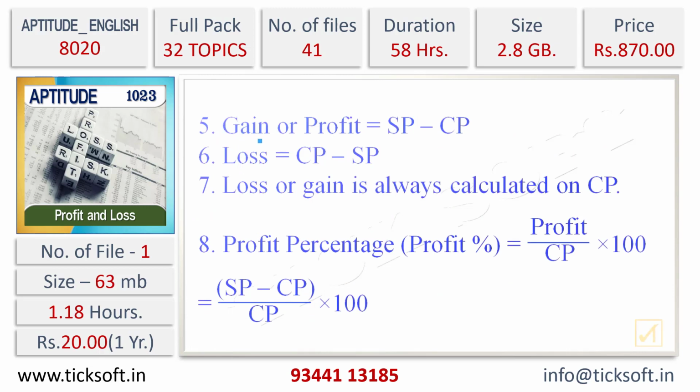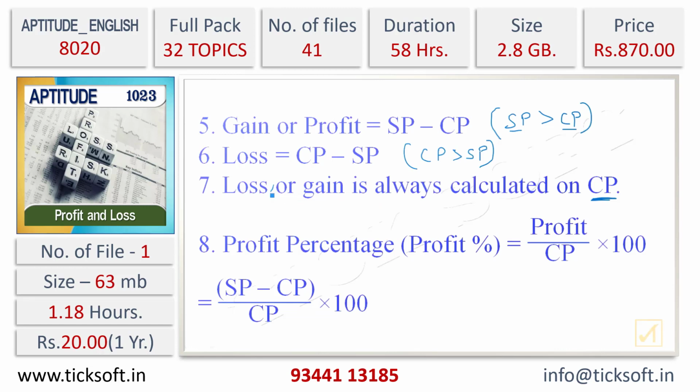To find the gain or profit, we have to subtract the cost price from the selling price, because profit occurs only if SP is greater than CP. So we subtract the smaller one from the larger one. Similarly, loss will be equal to CP minus SP, because if CP is greater than SP, then only there will be a loss. So, to find the loss, we subtract SP from CP. And the loss or gain is always calculated on CP.